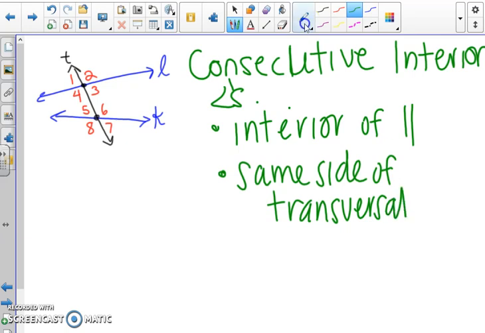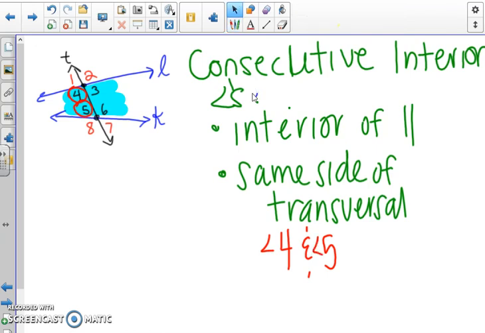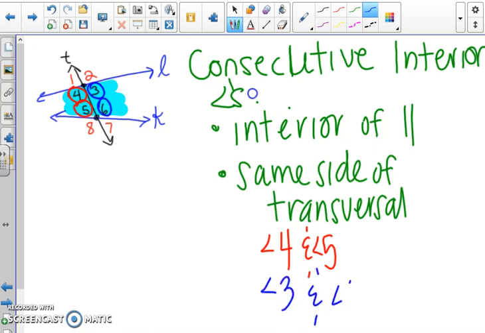All right, so they're on the interior, so we're looking at these angles in between the two lines, and they're on the same side. So 4 and 5, they're both on the left, so angle 4, and that's not a 7, that's a 5. I'm moving too quick here. And we also have angle 3 and angle 6. And those are our consecutive interior angles.